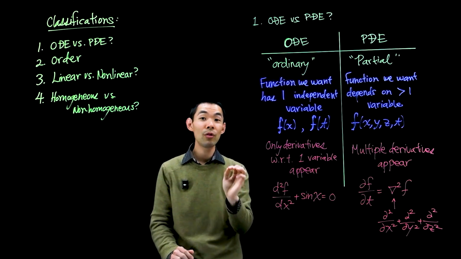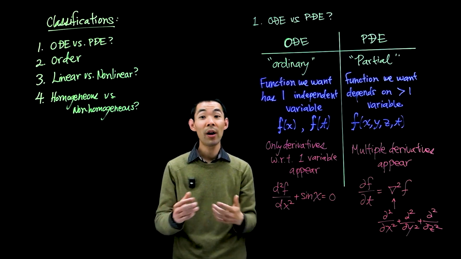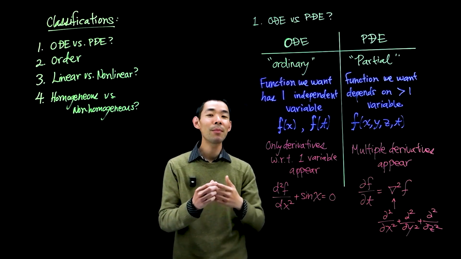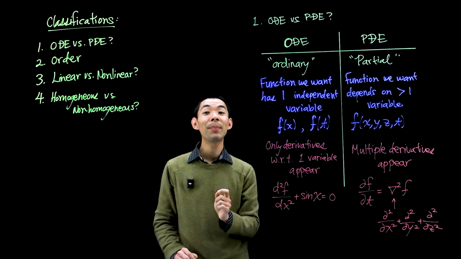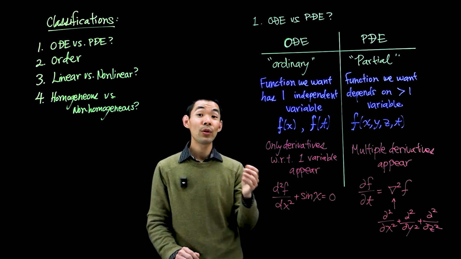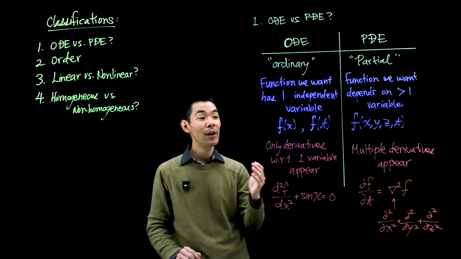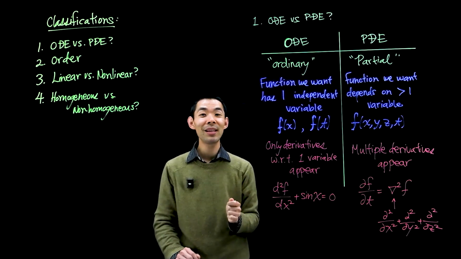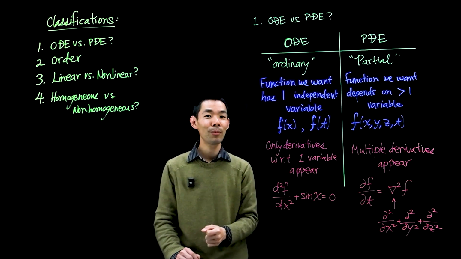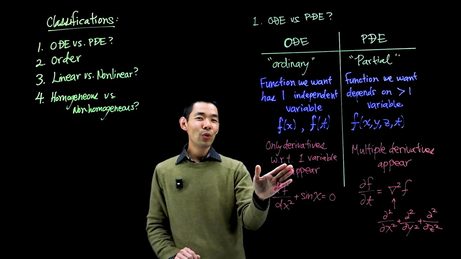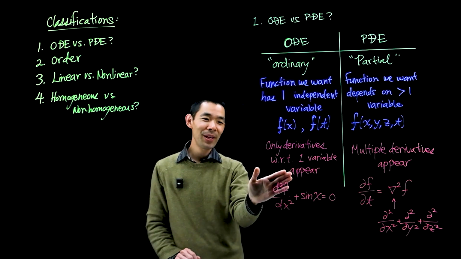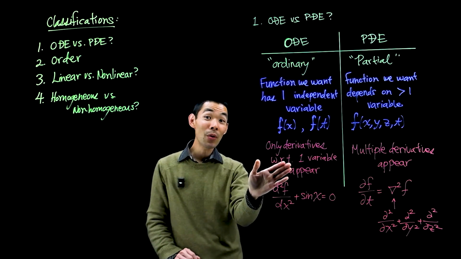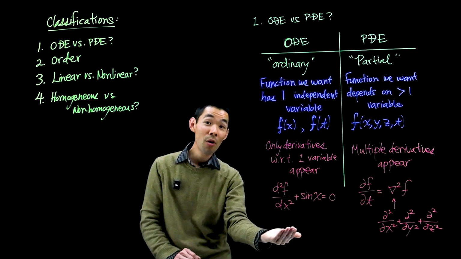So the function you want, temperature profile, concentration profile, depends on more than one independent variable. If you're doing a 1D problem, it might be a function of position x and time. It's still a PDE because it depends on two independent variables, x and time. Derivatives only appear with respect to a single variable with ODEs.